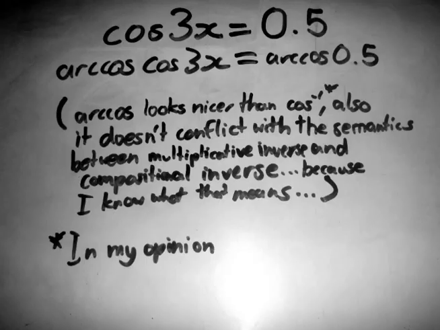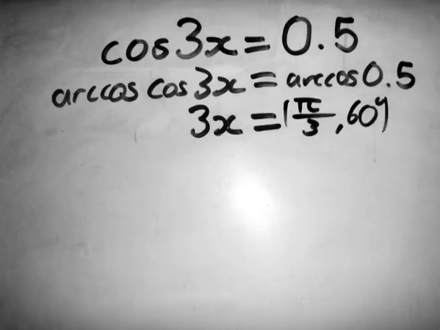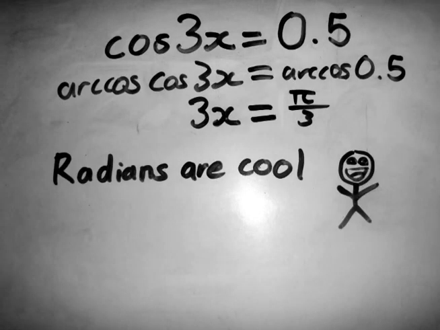I'm using arc cos because I think it looks nicer than cos to negative 1 or inverse cos, and it's also easier to say, and because it doesn't conflict with the semantics between multiplicative inverse and compositional inverse, because I know what that means. So anyway, do this and you end up with 3x equals pi over 3, or 60 degrees. But I'll stick with radians because they're cool. They are cool! So now we have one answer.